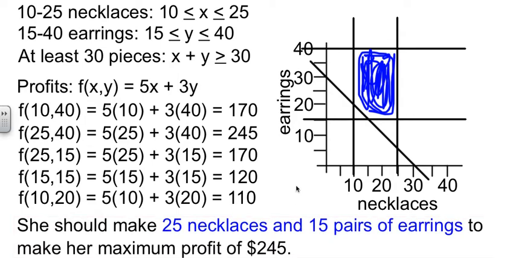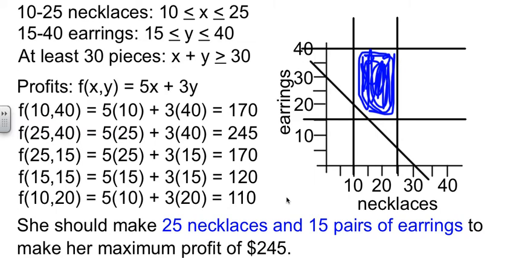So what should she do to make the most profit? She should make 25 necklaces and 40 pairs of earrings, because that's the one that gave us the maximum. And that makes her a maximum profit of $245.